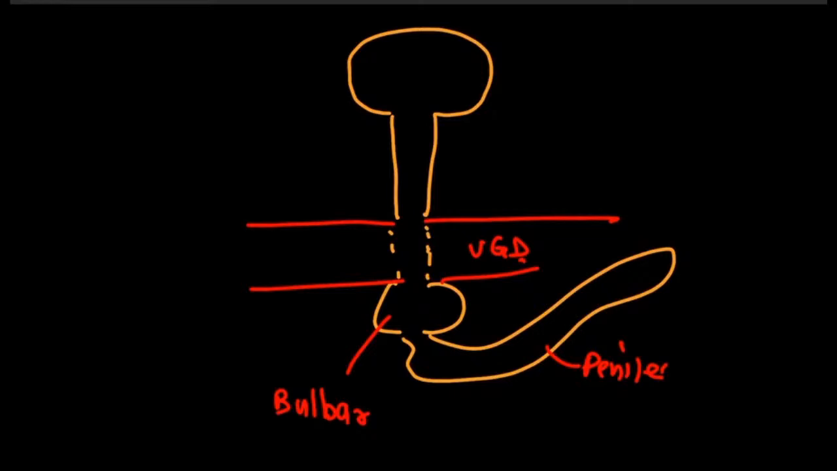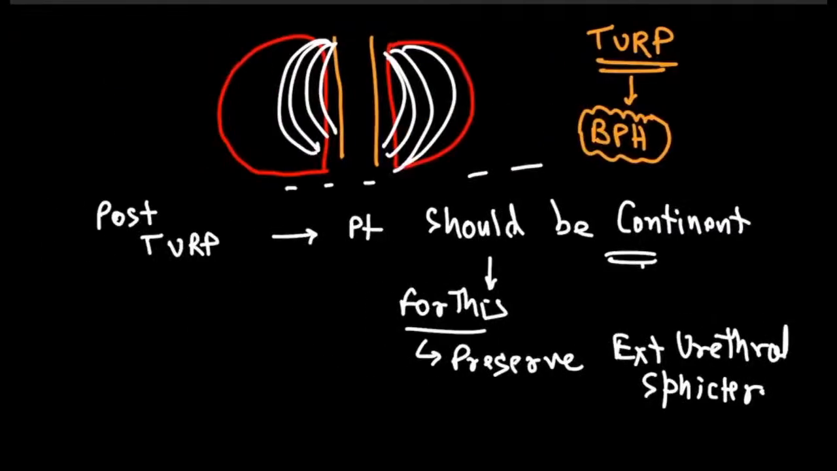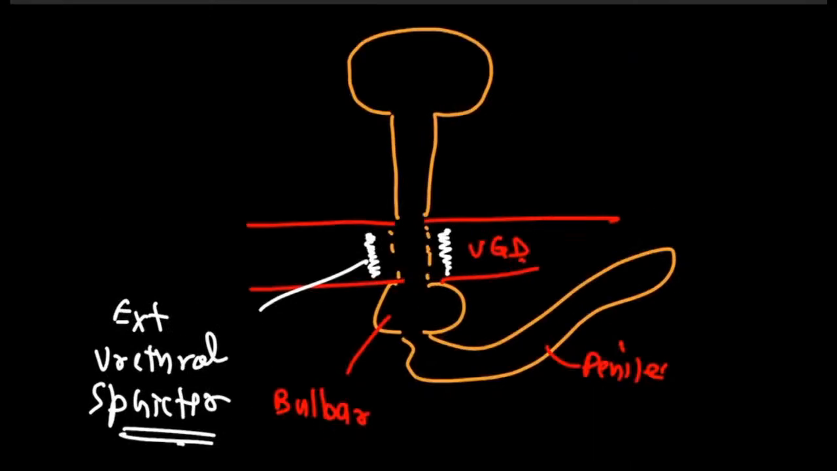If I ask you guys, what is the position of an external urethral sphincter? And if you say that it is alongside this membranous urethra, you are absolutely correct, guys. This is the position of an external urethral sphincter. Now as we just discussed, if we want the patient to be continent post surgery, you want to preserve the external urethral sphincter. But is there any placard, any board present at the external urethral sphincter?